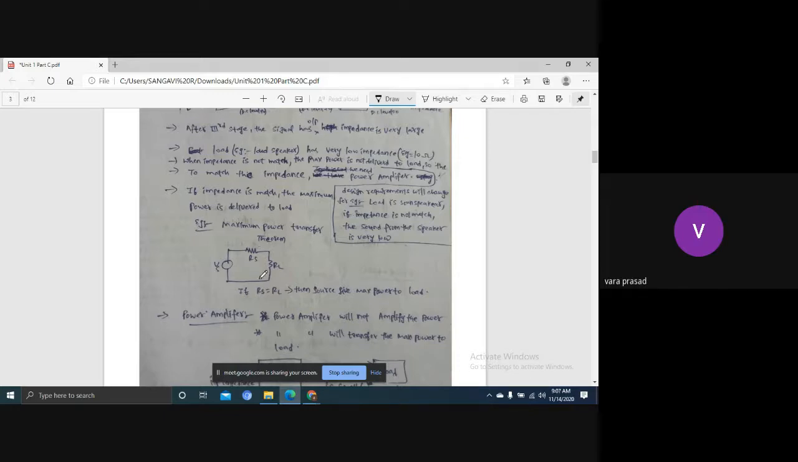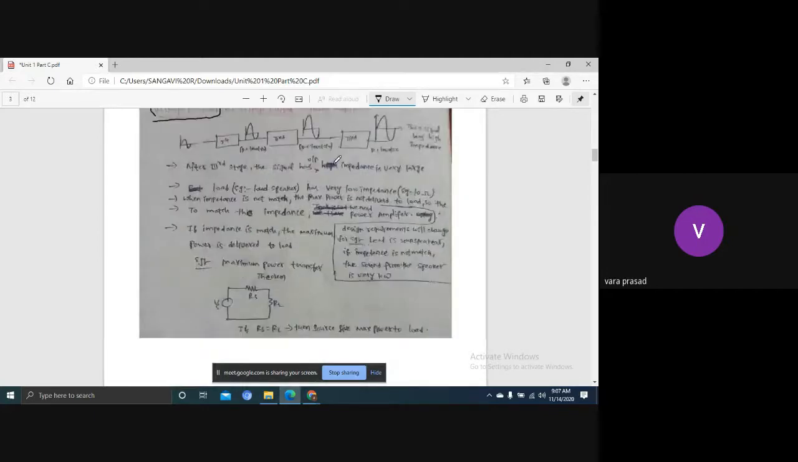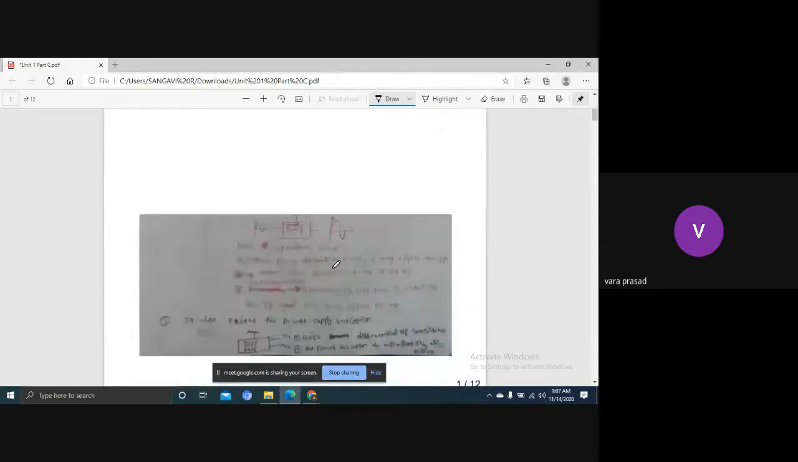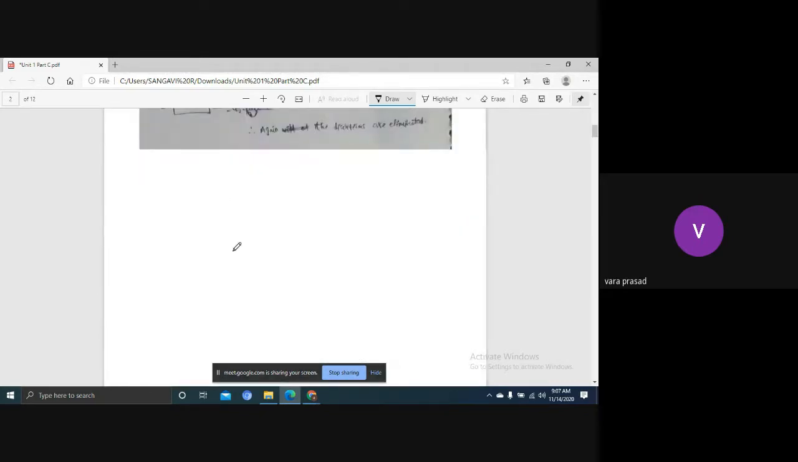That's why we are using the voltage follower or voltage buffer, or we can call it a power amplifier. This is one important question. What is it? The internal block diagram of the op amp. This is a very, very important question.